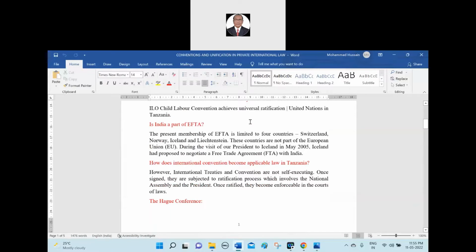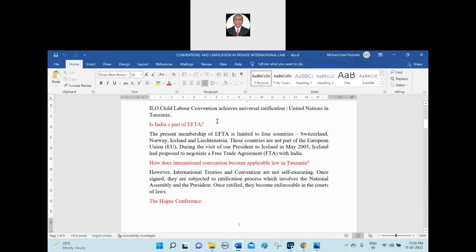What is ILO? International Labour Organization. Very good. Where is its headquarters? It is Switzerland, or Geneva. ILO headquarters. Please check it, because sometimes of course we cannot remember each and every headquarters.